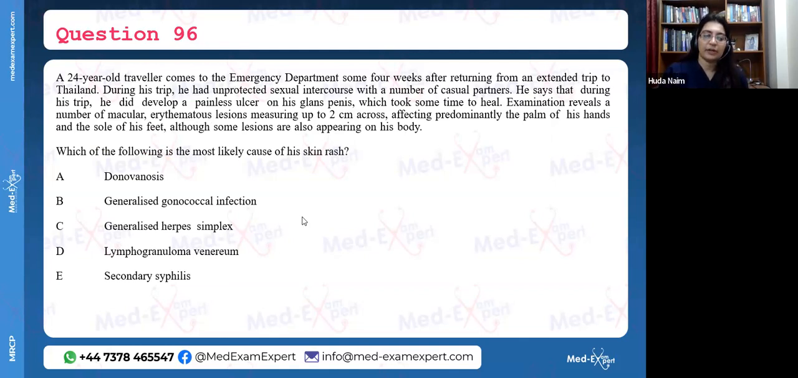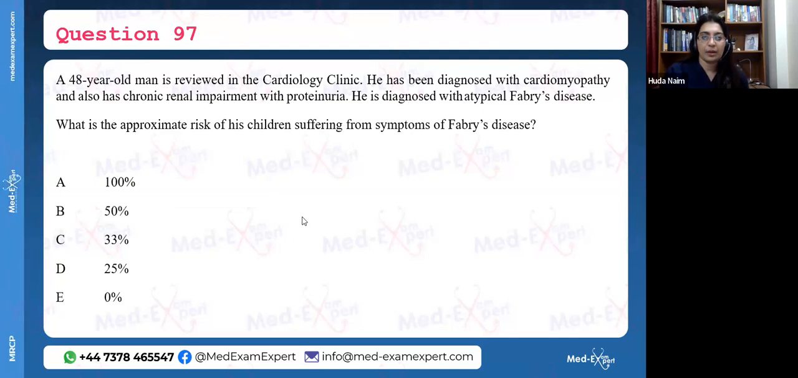Let me know when you've read it. This is the rash. What is the pattern of inheritance of Fabry's disease?